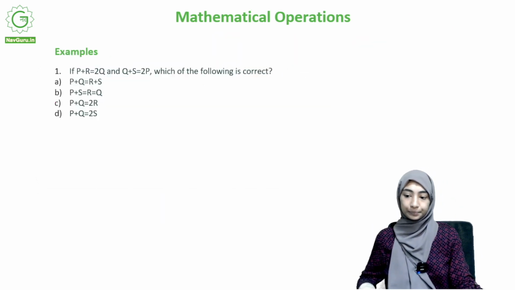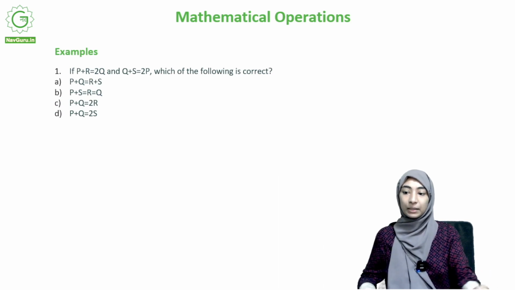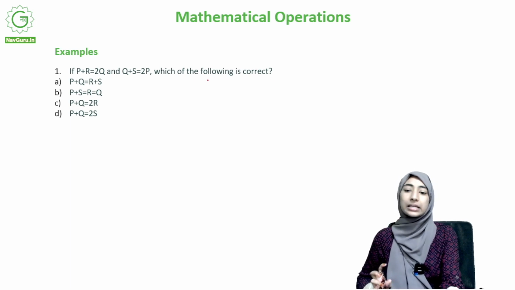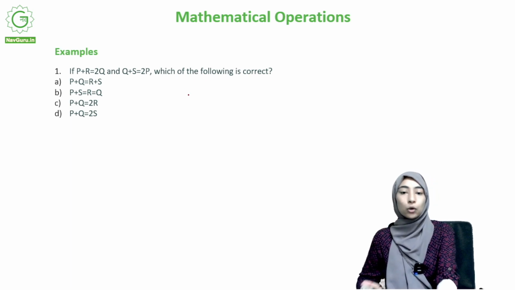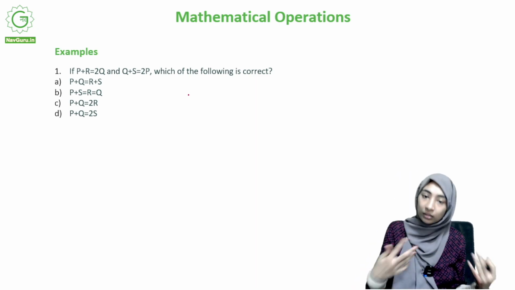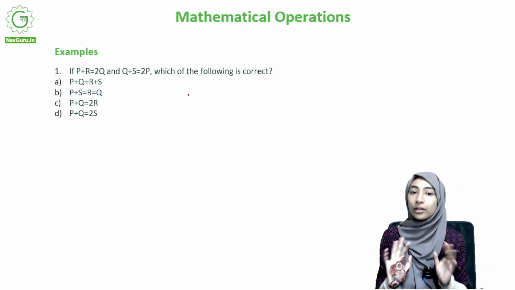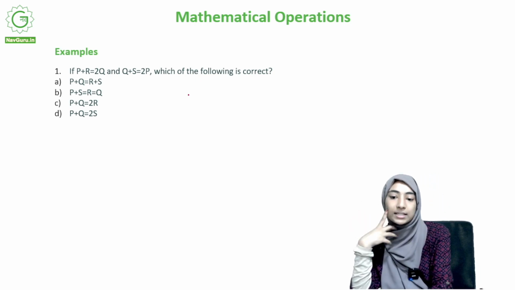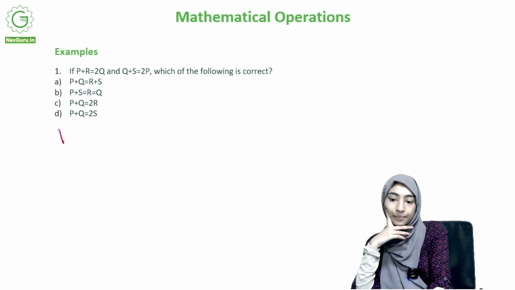Anyway, moving on. If P plus R equals 2Q and Q plus S equals 2P, which of the following is correct? So here, you don't have any decoding of the signs or anything like that, but this is a question that is asked under mathematical operations. So I thought I will show this to you guys. Okay, this is a fairly simple question. All you have to do is this, just write the equations.